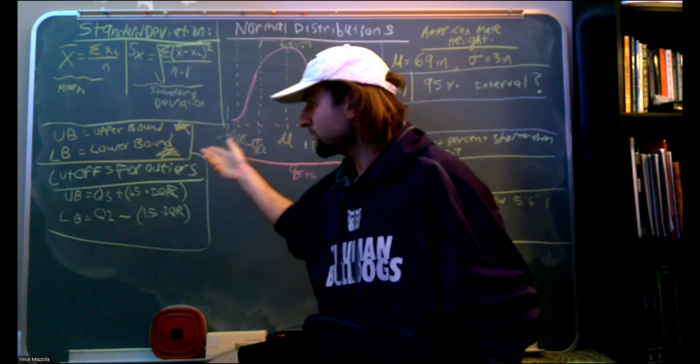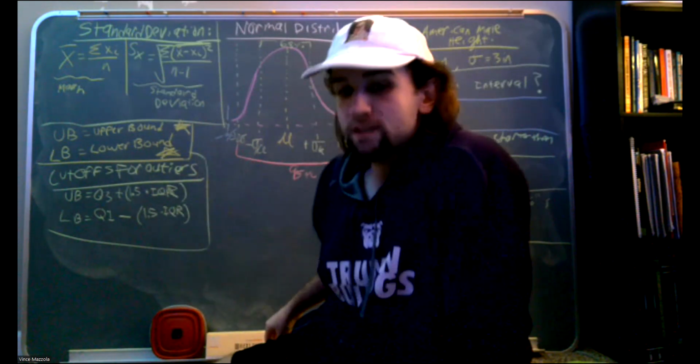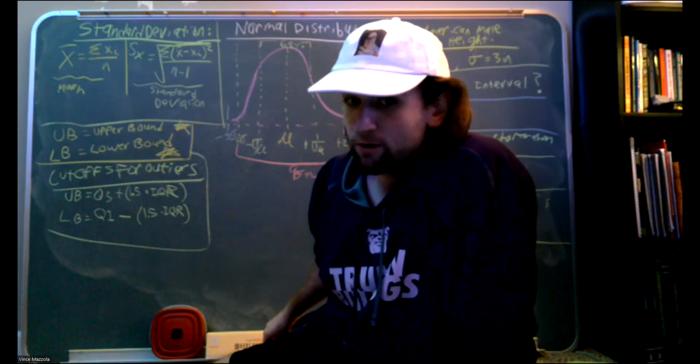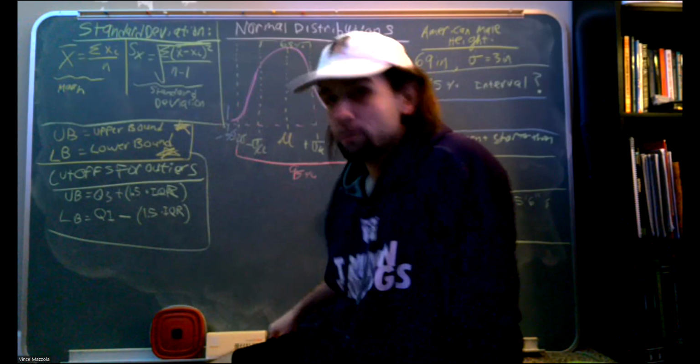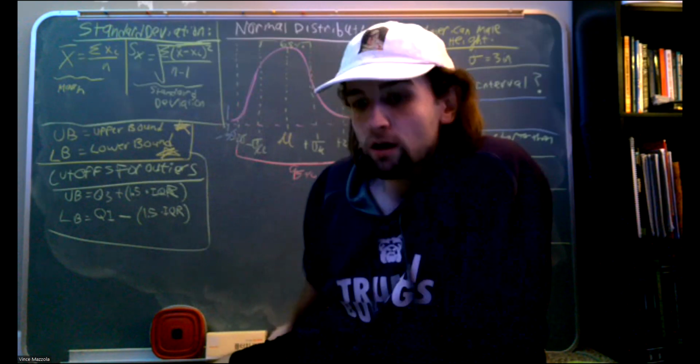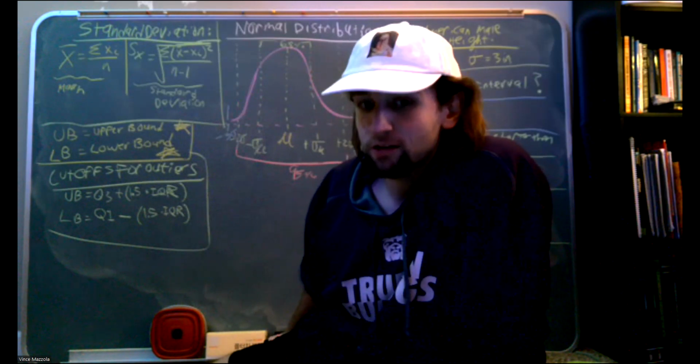And then UB and LB. UB stands for the upper bound, or upper boundary, or upper fence. It goes by 3 different names. LB stands for the lower bound. And those are your cutoffs for your outliers.